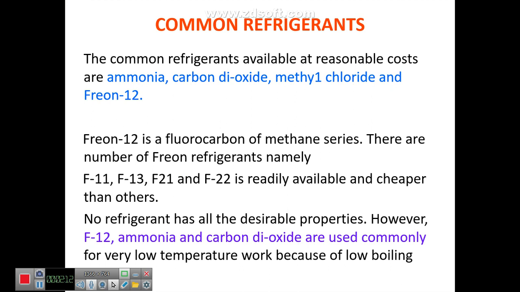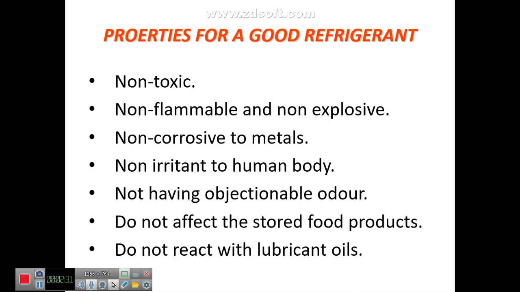Coming to the common refrigerants, we have ammonia, carbon dioxide, methyl chloride, and Freon 12, Freon 13, Freon 21, Freon 22. The most commonly used are Freon 12, ammonia, and carbon dioxide. Coming to the properties of a good refrigerant, it should be non-toxic, non-flammable, non-explosive, non-corrosive, non-irritant to the human body, not having an objectionable odor, not affect the stored food items, and not react with the lubricant oils.